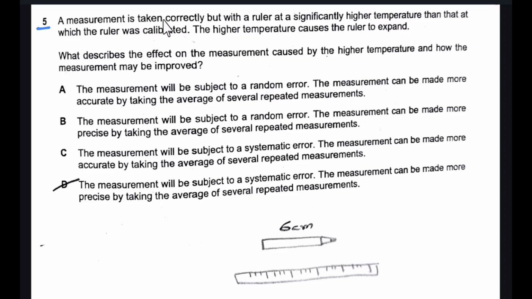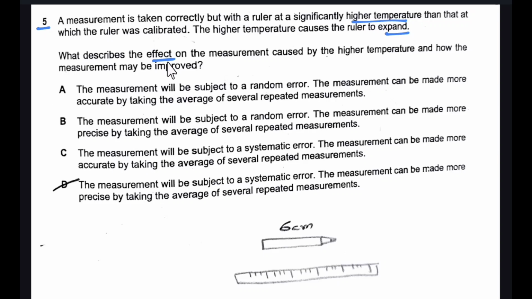Number 5. Measurements are taken correctly but with a ruler at a significantly higher temperature than that at which it was calibrated. The higher temperature causes the ruler to expand. So due to this higher temperature, the ruler expands. What is the effect on the measurement caused by the higher temperature, and how can the measurement be improved?